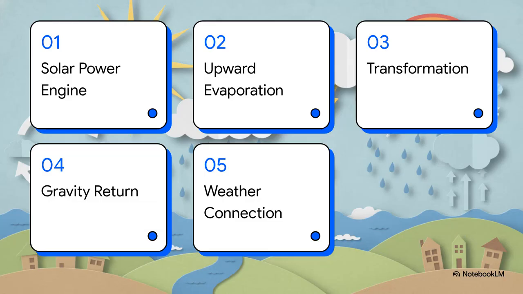Here's a quick roadmap of how we'll break this down. First, the solar power engine. Second, upward, evaporation and transpiration. Third, transformation into clouds and pressure. Fourth, the gravity return through precipitation. And finally, we'll wrap up with the weather connection.